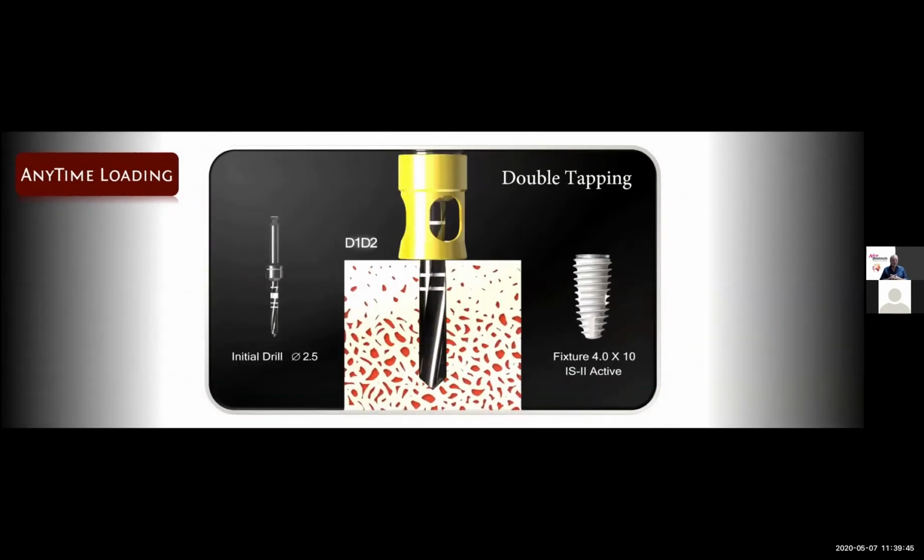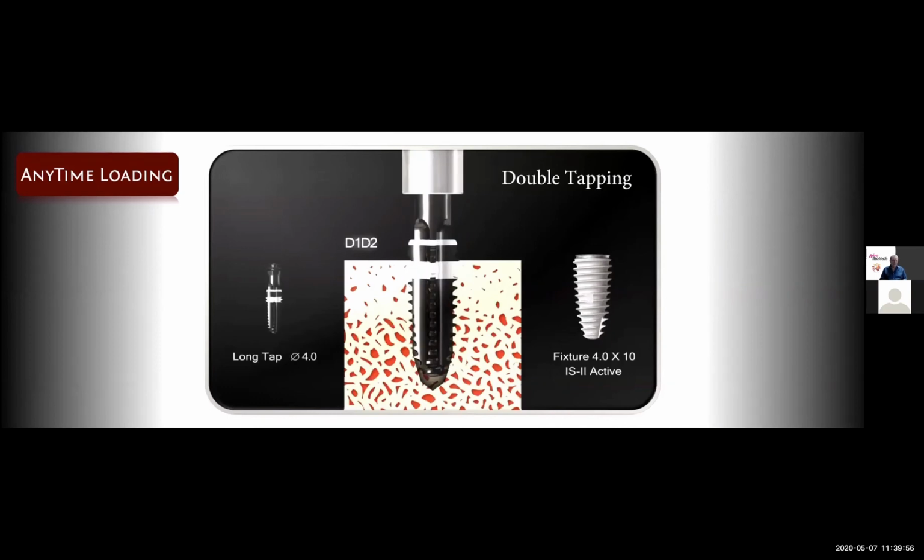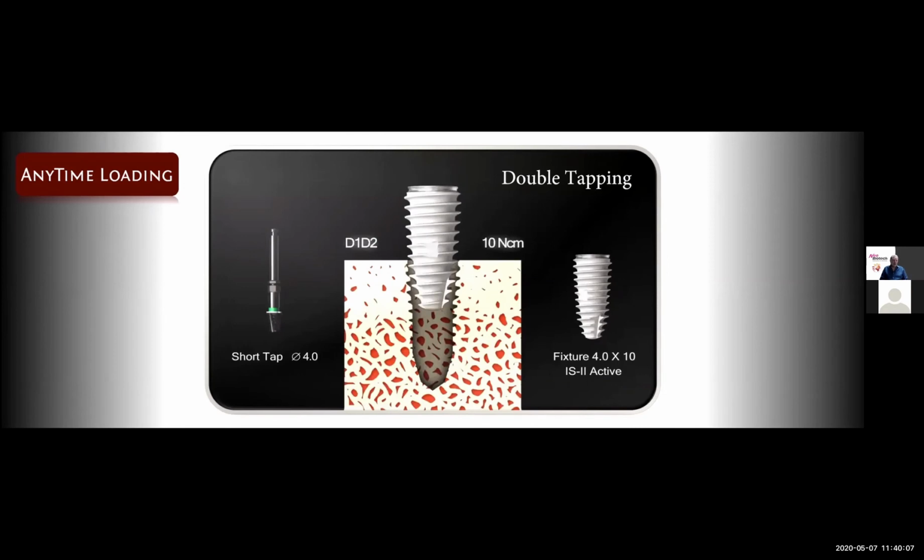For any time loading in D1 or D2 bone, sequential drilling to a 3.5 or 3.4 millimeter drill prepares the full extent of the receptor site. A 4 millimeter long tap has its path through cortical and cancellous bone. And then a 4 millimeter short tap prepares the cortical bone. As a result, there is intimate bone implant contact within the cortical bone. However, with this, as you see, there is no compaction of the cancellous compartment.